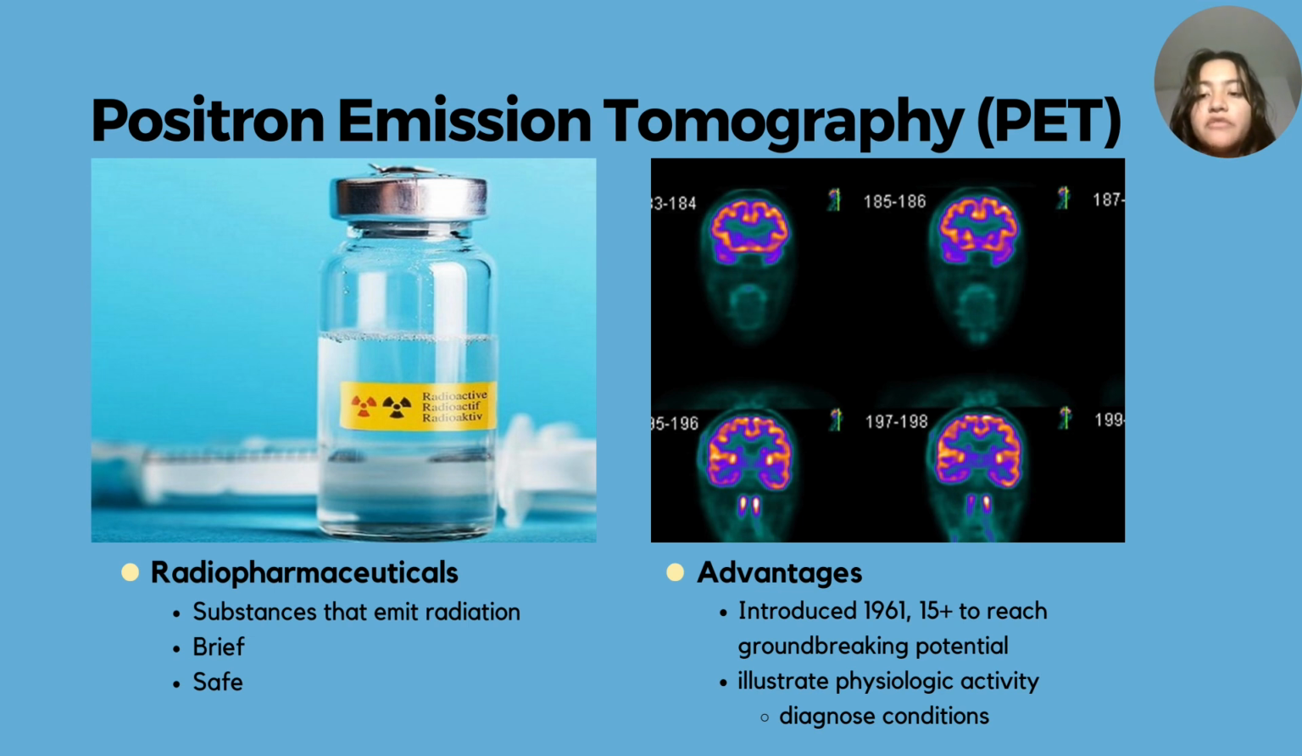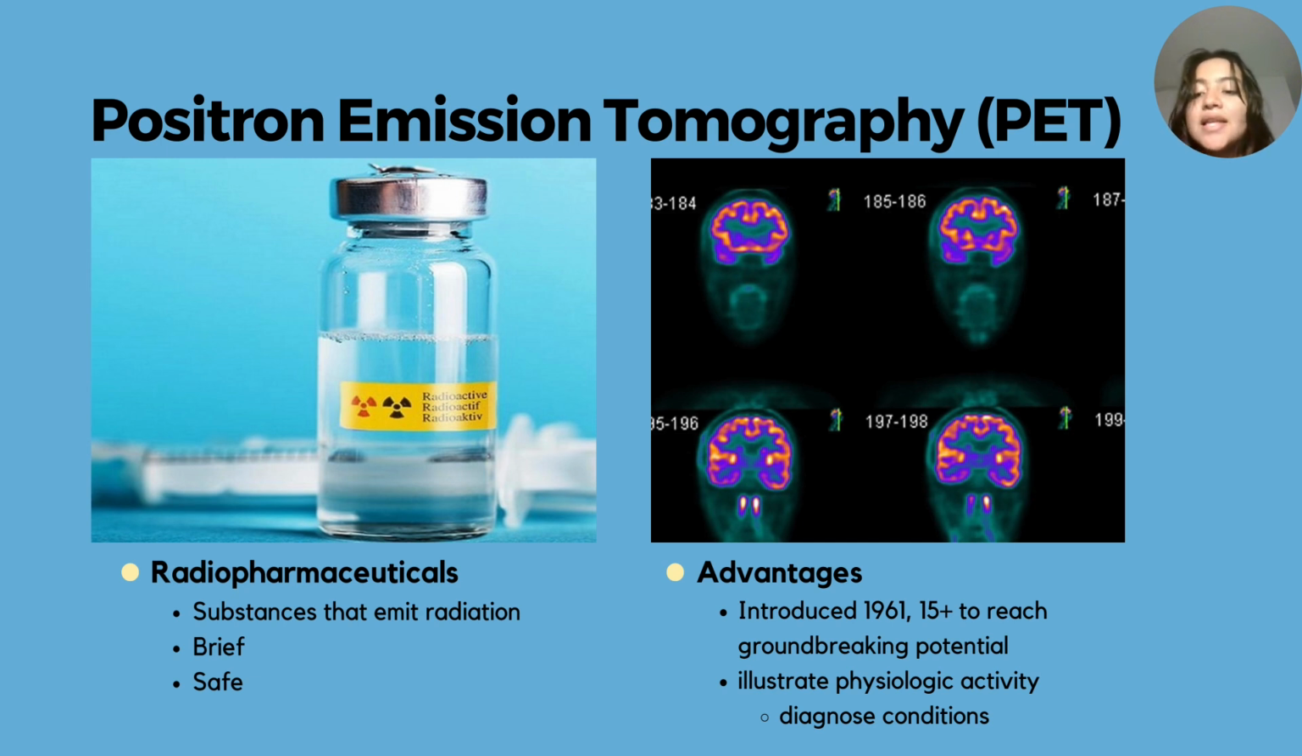Positron emission tomography, also known as PET scans, is another medical imaging technique. PET scans use radiopharmaceuticals, substances that emit radiation momentarily. Because it is brief, it is somewhat safe to administer to the body. The first PET scanner was introduced in 1961. However, it took 15-plus years before pharmaceuticals were combined with the technique, transforming its potential.